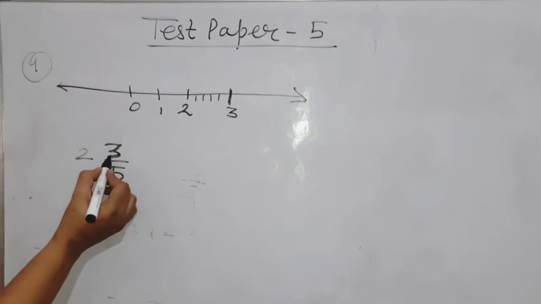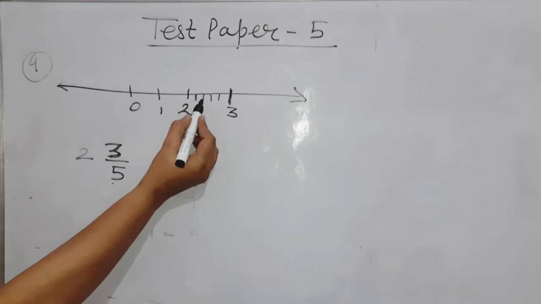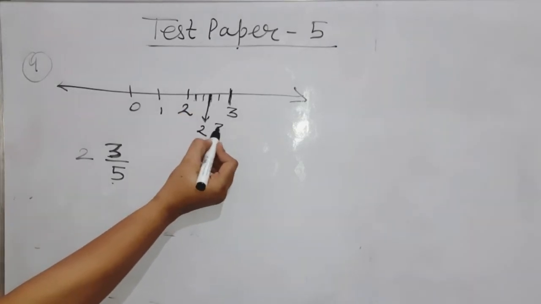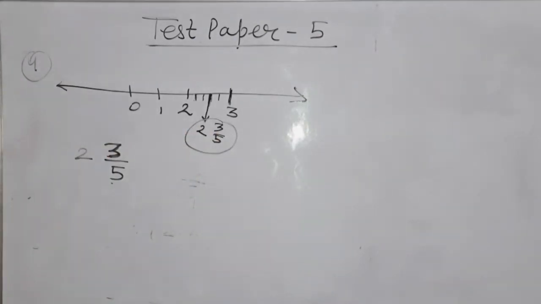And the numerator is 3, so we have to mark the numerator there. So 1 2 3. So this is 3. So this point is 2 whole 3 upon 5. We have represented 2 whole 3 upon 5 on the number line.